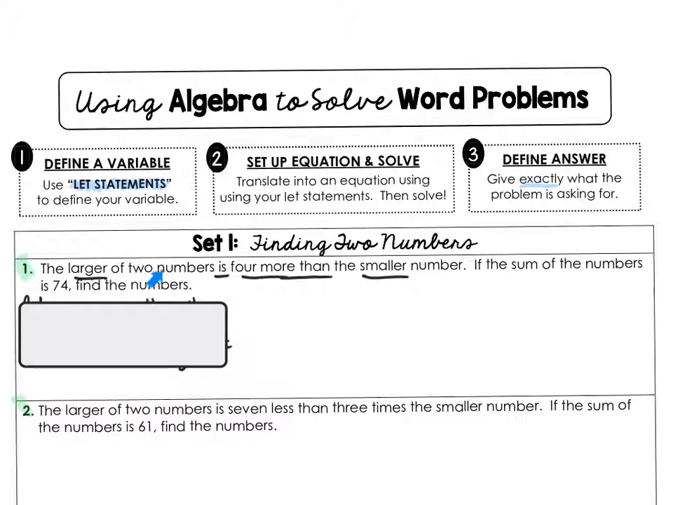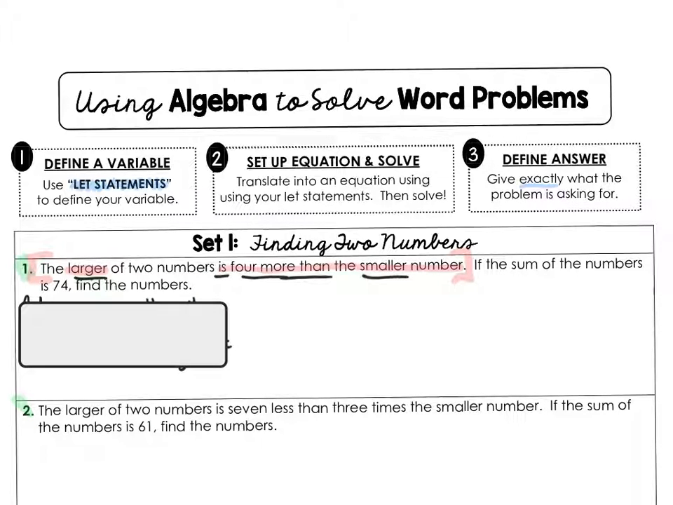The larger of two numbers is 4 more than the smaller number. If the sum of the numbers is 74, find the numbers. So I'm going to grab my let statement from the first sentence. There's two numbers, and the larger one is 4 more than the smaller one.